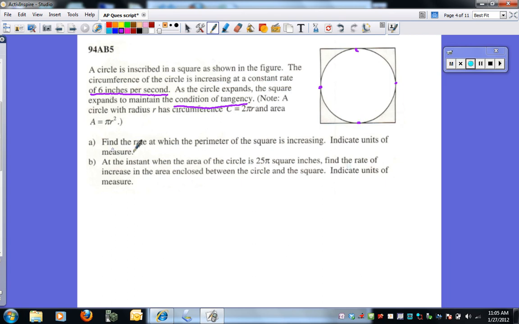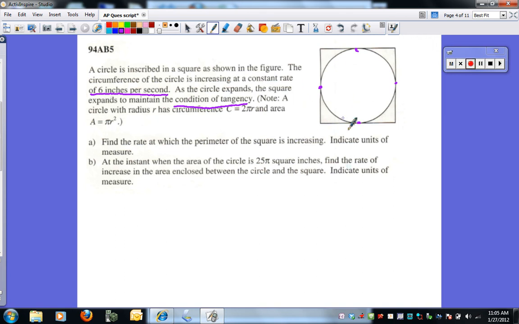So we have a couple things we have to do. Note the circle and radius: a circle with radius r has circumference 2 pi r and area pi r squared. So they were kind enough to give you the formulas this time. Find the rate at which the perimeter of the square is increasing. Indicate the units of measure.